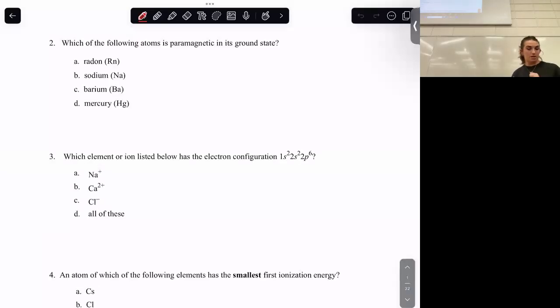Okay, great. So we have here: which element or ion listed below has an electron configuration of 1s2, 2s2, 2p6? When we have 1s2, 2s2, 2p6, we can follow the periodic table to find out what element that looks like. Does anyone know what this one is? This is neon.